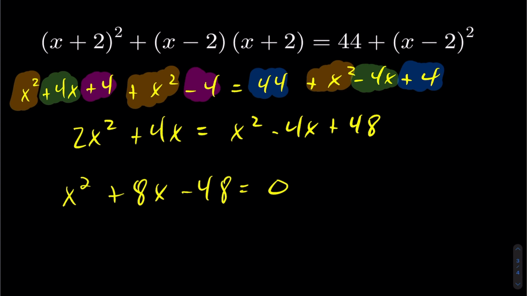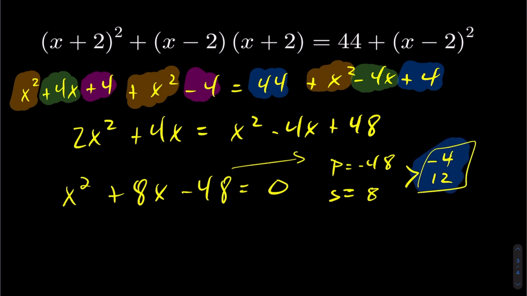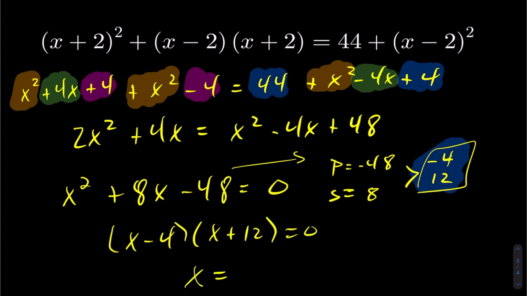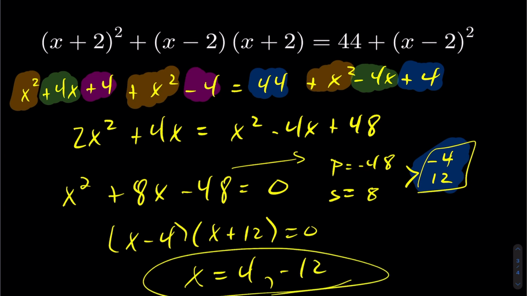Doing product sum on this, I need to think of two numbers that multiply to be negative 48 and add to be 8. And those two numbers are negative 4 and 12. You'll see negative 4 times 12 is negative 48. Add them together, you get positive 8. That means this is going to factor into x minus 4 times x plus 12 is 0, and that's going to give us two roots. One root is going to be at 4, and the other root is going to be at negative 12.